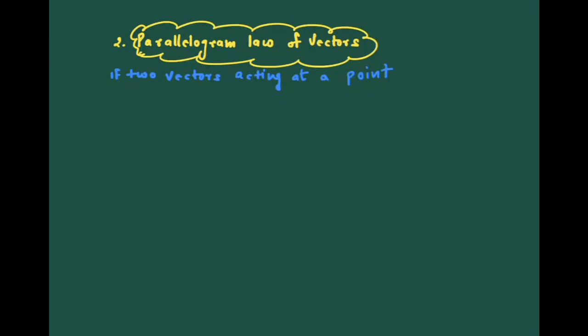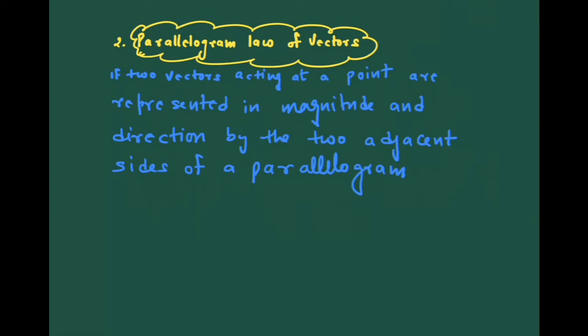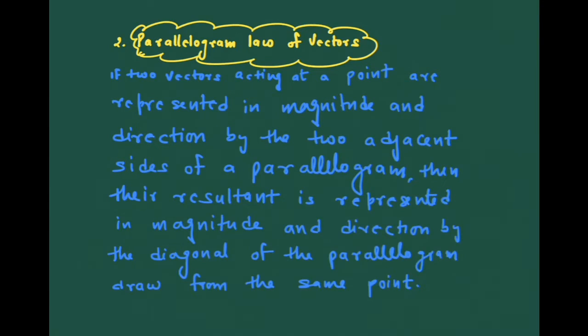Now second law is law of parallelogram. Its statement is if two vectors acting at a point are represented in magnitude and direction by the two adjacent sides of a parallelogram, then the resultant is represented in magnitude and direction by the diagonal of the parallelogram drawn from the same point. Very simple.